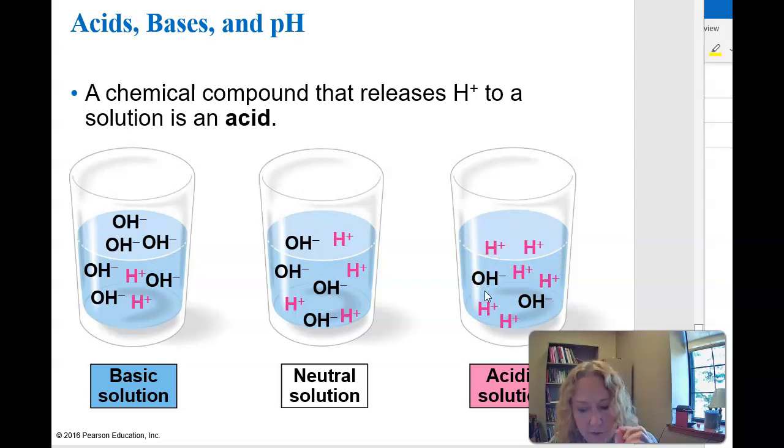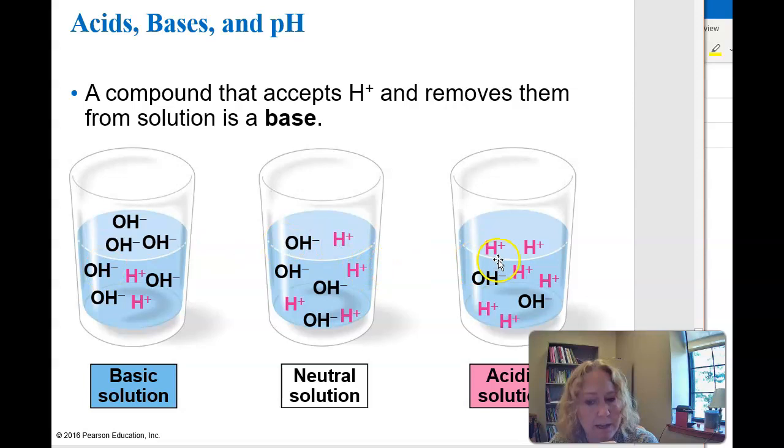If it releases hydrogen ions, like there's a bunch of hydrogen ions, it's acidic. Okay? Releases hydrogen ions, acidic. There's a bunch of hydrogen ions. If it accepts a lot of hydrogen ions, right? It removes the hydrogen ions. There's a low number of hydrogen ions because it's accepting them. It's bringing them into the fold. That is a basic solution.